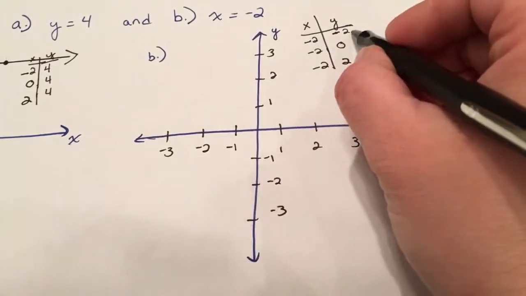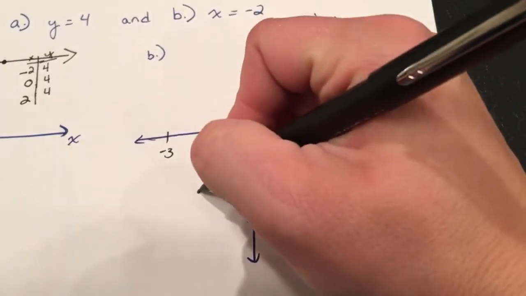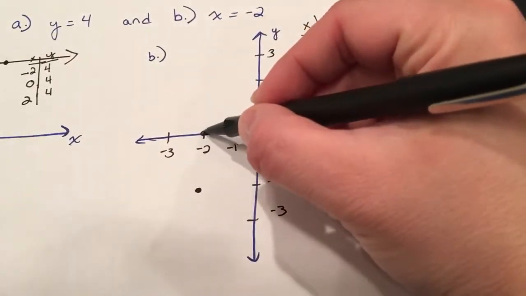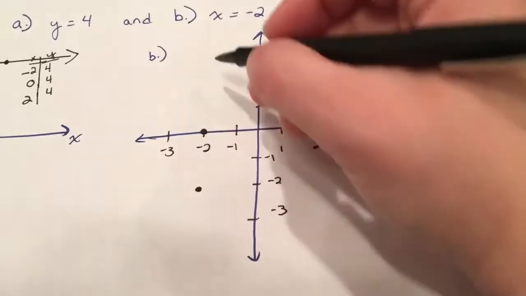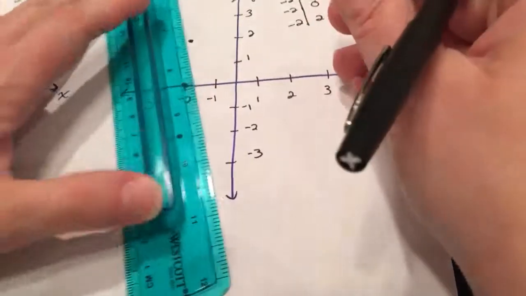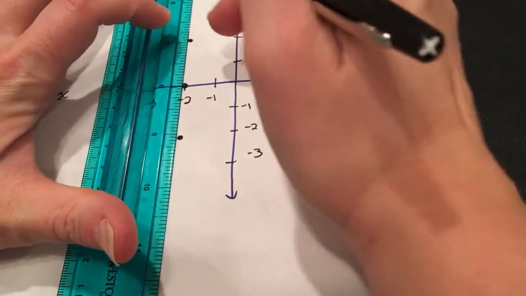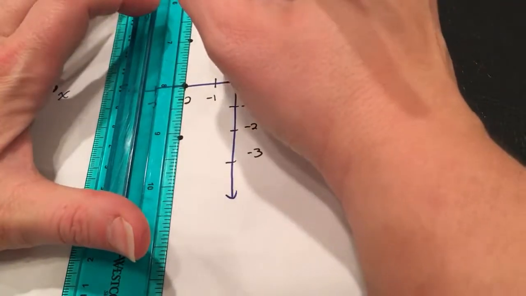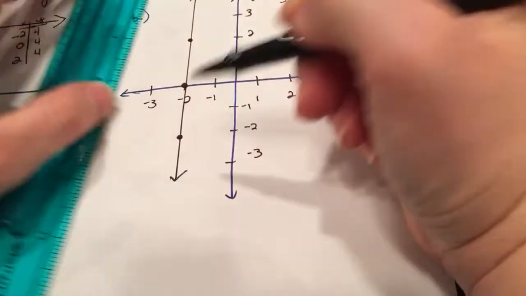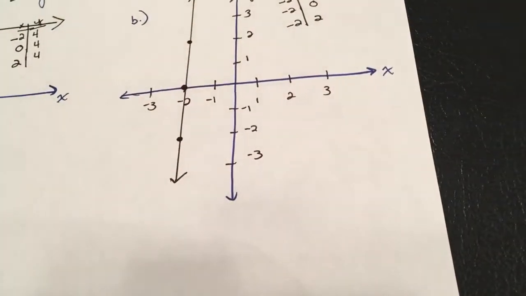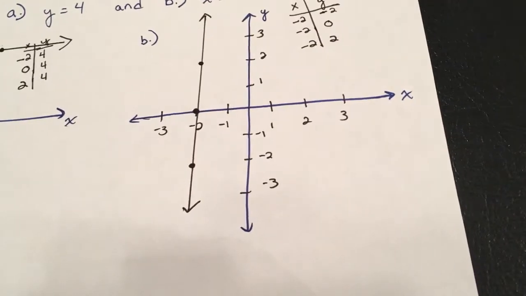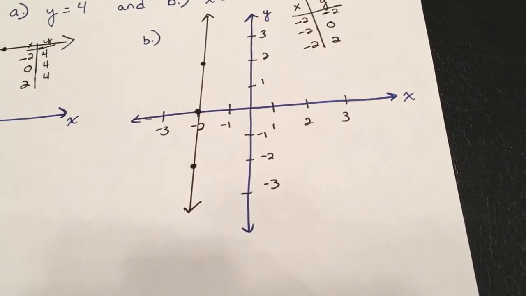So my points are -2, -2, which is right here, -2, 0, and -2, 2. So there are my 3 points. I take my straight edge, my ruler, line it up, draw your line through those points, extend, and arrows. And if you don't do that on your quiz or test, then you're going to lose major points when it's a linear function. So that's example 1.